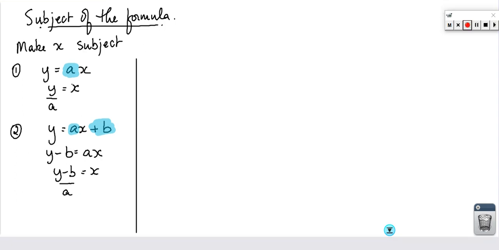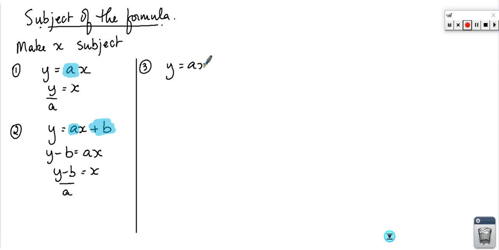Our third example. y equals (ax plus b) on c. This time we also have division, so we have to be very careful. If our subject is not in the denominator, as in this case, we remove the c first, all right? We remove the denominator first. Now, c is dividing, so place it on the other side of the equation. From division, it will become times.